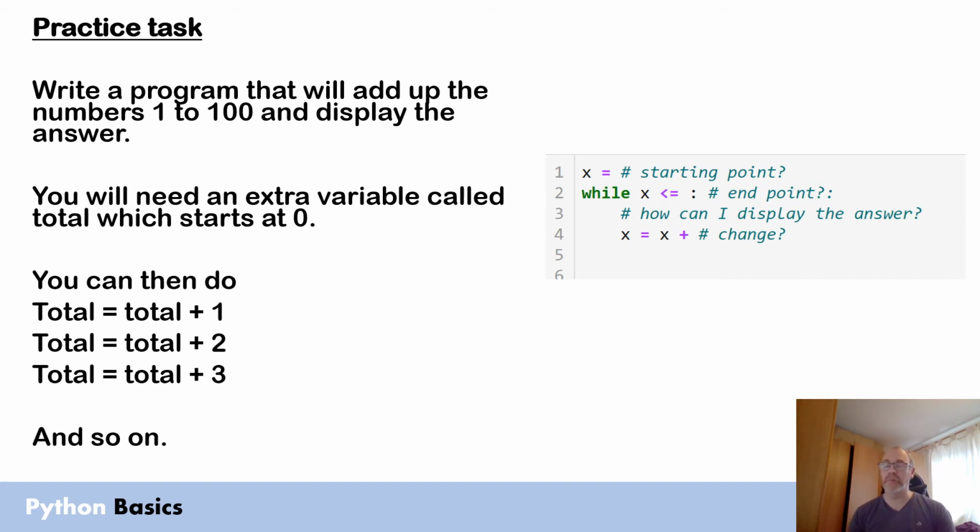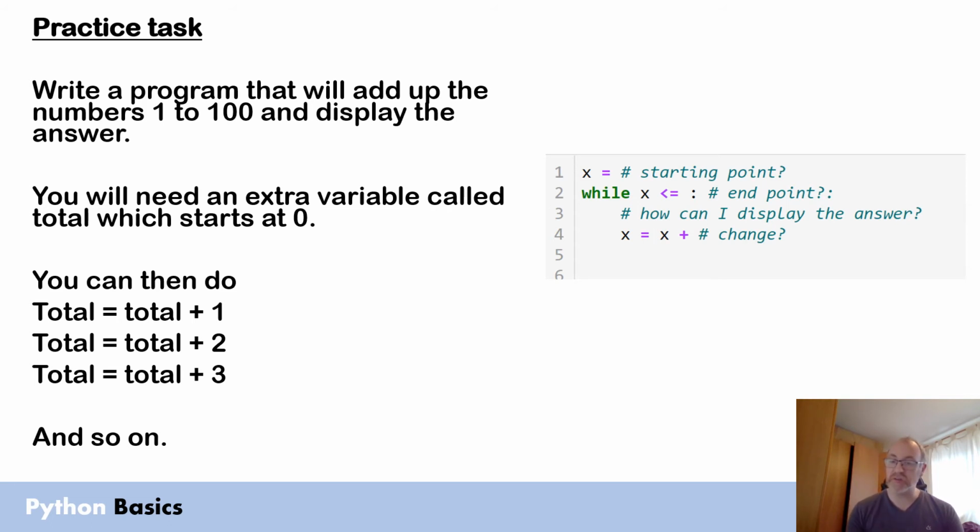There is another type of loop which we're going to look at later, but the process becomes the same. So this is not a counter control loop, but I call it a condition control loop, and this is one where you can't predict how many times it's going to run because it might be controlled by the user. Anyway, the practice task that I want to set you at the moment is to write a program which will add up the numbers from 1 to 100 and then display the total.